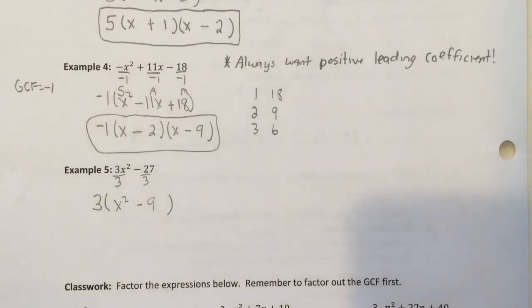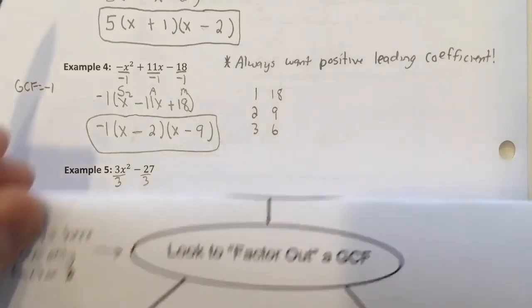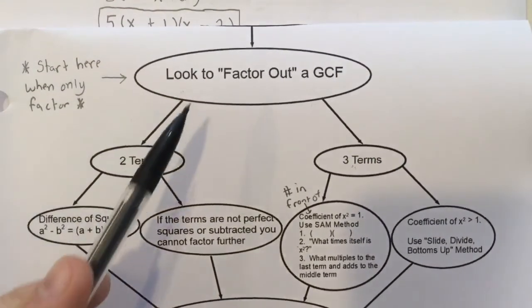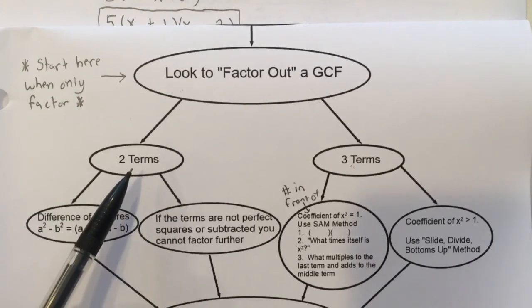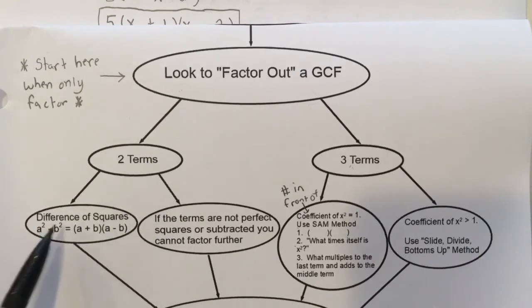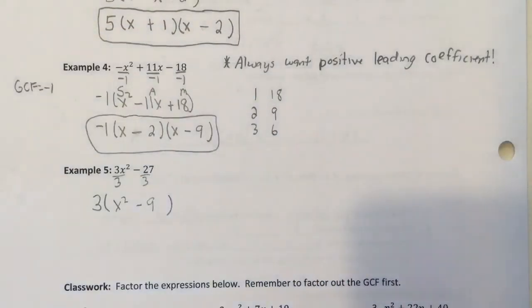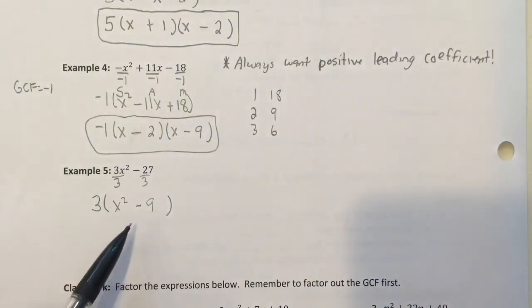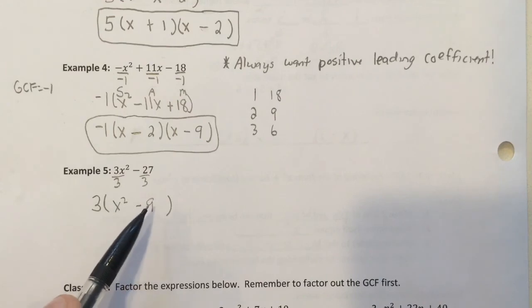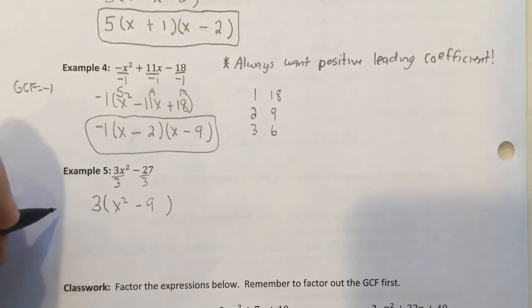I then look inside, I still have 2 terms. So looking at the flowchart, I have 2 terms, and it's either difference of squares, or you can't factor it any further. So let's see what we have. In this case, I do have 2 terms. They are being subtracted, and 9 is a perfect square, and so is x squared. So now I am going to do difference of squares as well.